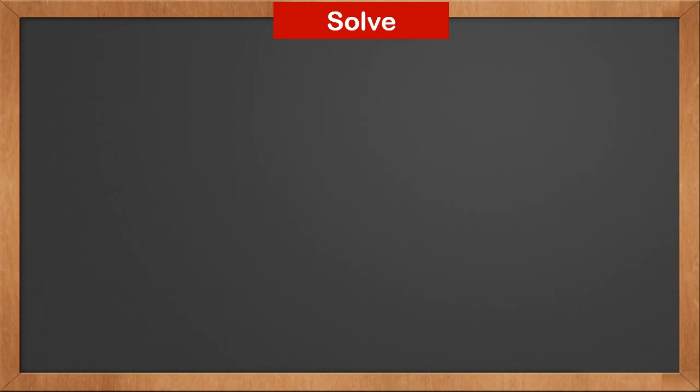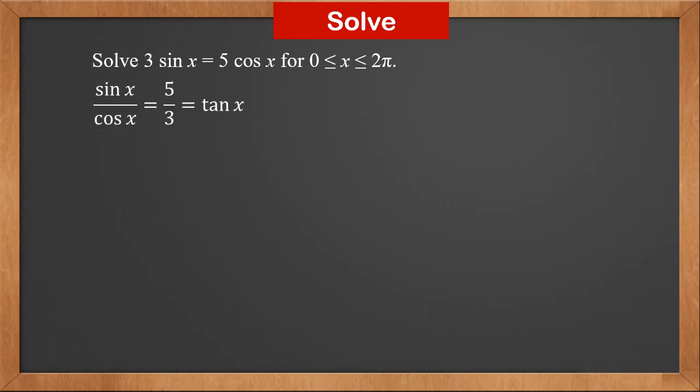Identities can be used to solve equations. For example, solve 3 sine x equals 5 cosine x for x between 0 and 2 pi. Change the equation to sine x over cosine x is 5 over 3. Sine x over cosine x is tangent x. So we need to solve tangent x is 5 over 3. Inverse tangent 5 over 3 is 1.03. So the two solutions are 1.03 and pi plus 1.03, which is 4.17.